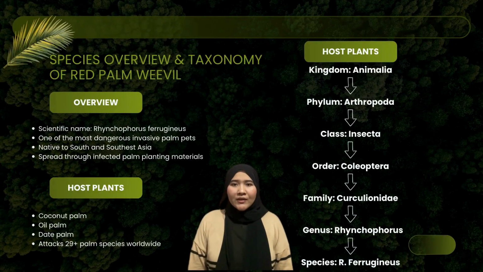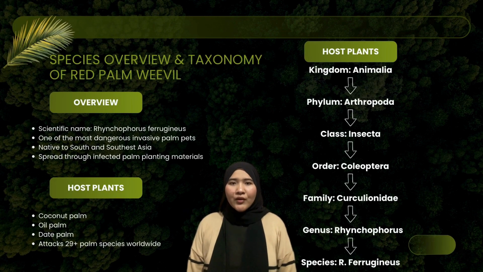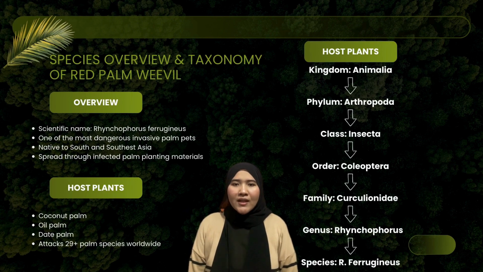Now, I will explain about the species overview and taxonomy of the red palm weevil. Red palm weevil, or Rhynchophorus ferruginus, is one of the most dangerous invasive pests that attack palm trees. It originally comes from South and Southeast Asia, but it has spread to many countries through the transportation of infected palm planting materials. These pests attack many types of palm trees, including coconut palms, oil palms, and date palms. In fact, it has been reported to infest more than 29 palm species worldwide, with coconut palms being one of the most preferred hosts in South Asia.